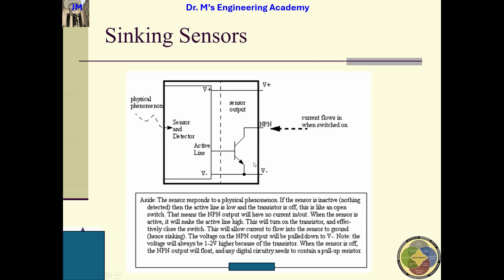You still remember how the NPN works, right? If the voltage difference between the base terminal and this terminal is higher than the threshold value, usually 0.6 volts, then this one will be turned on. Turned on means that the current is allowed to flow from this terminal to this terminal.